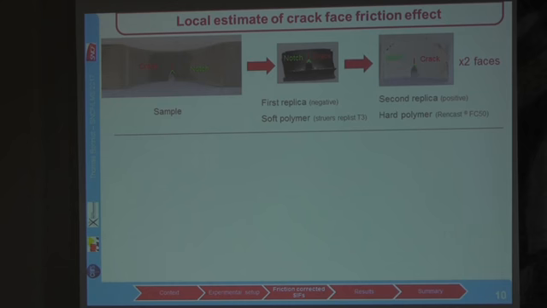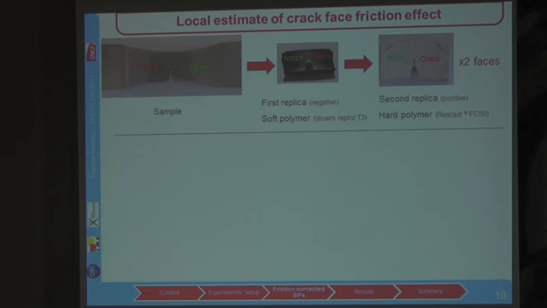So in order to get a local estimate of the crack face friction effect, we can cast replicas on the sample, since we cannot perform direct observation due to the position of the sample in the testing machine, because it is rotated at this angle alpha. Those replicas allow us to monitor the crack growth on both sides of the specimen.